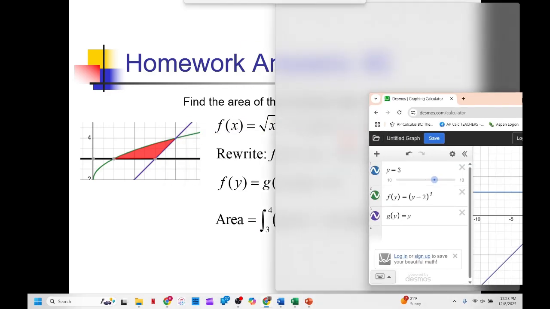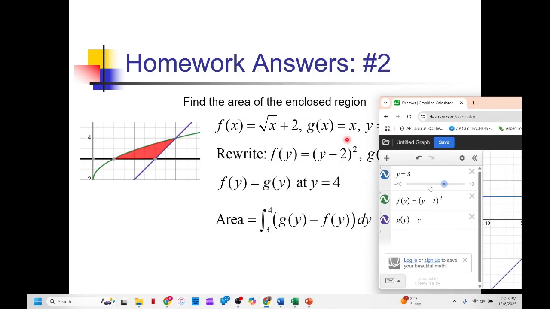And come on. There we go. Now I can see. So we have integral from 3 to 4 of (g of y minus f of y) dy, which comes out to about 1.167.